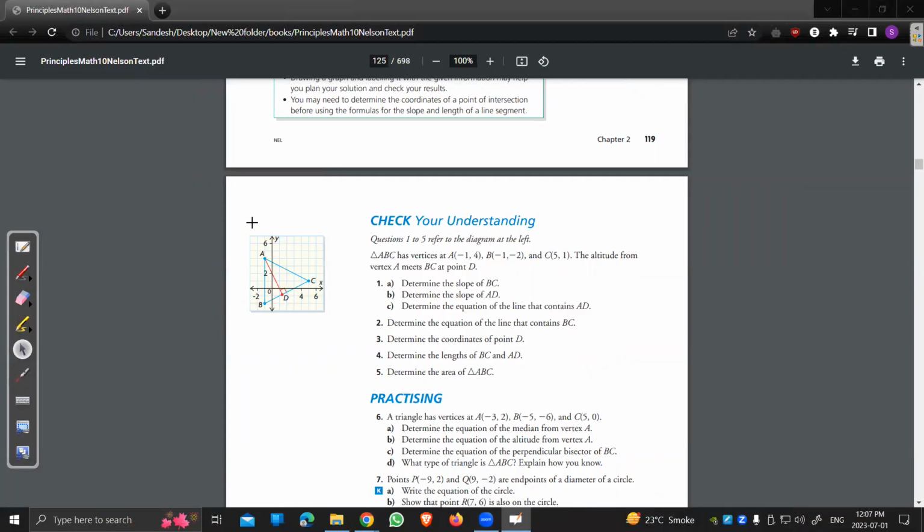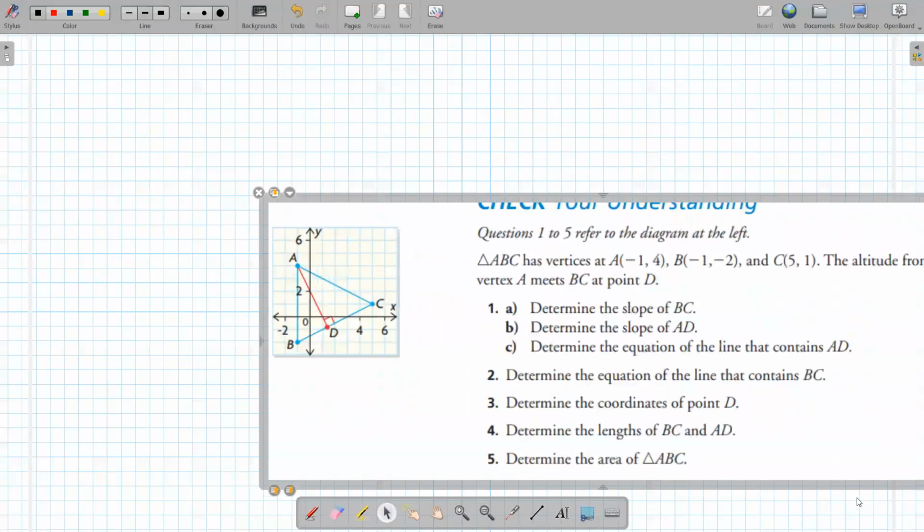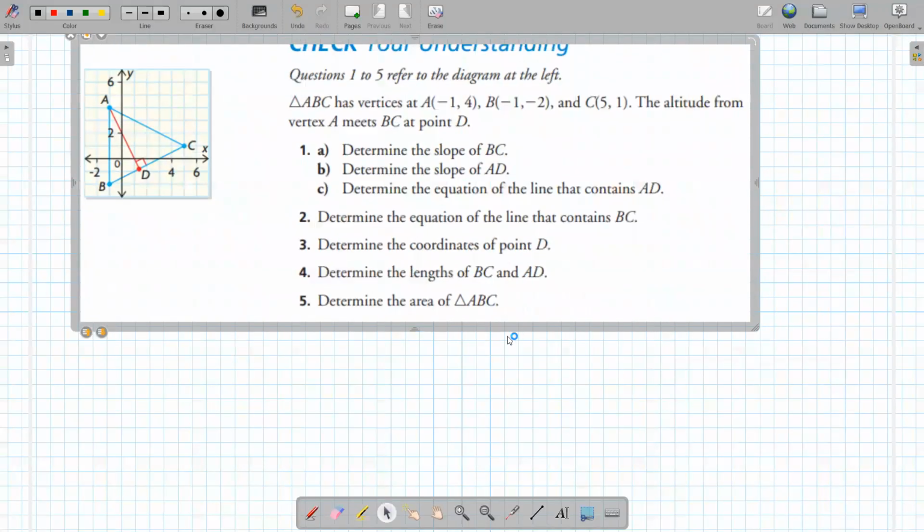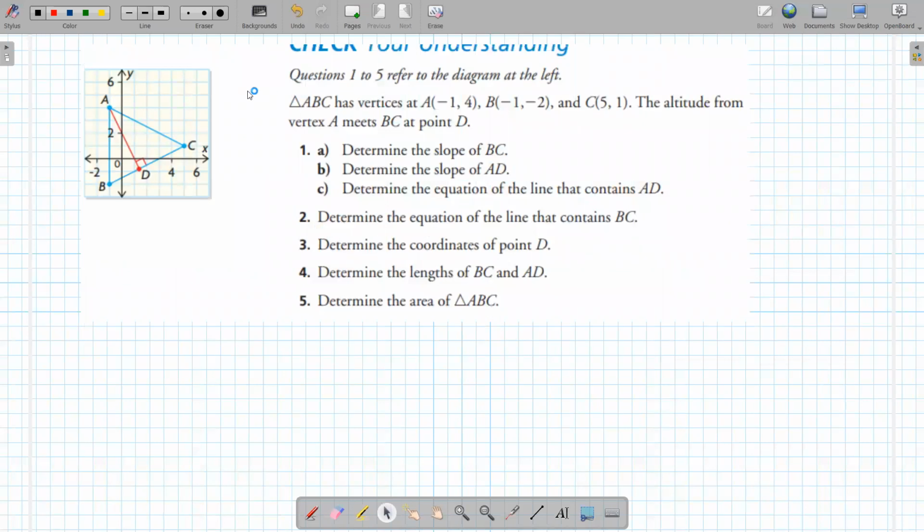Let me pull up this question. So we have a triangle. They've given us a sketch, which is always nice. Part A, it says determine the slope of BC.